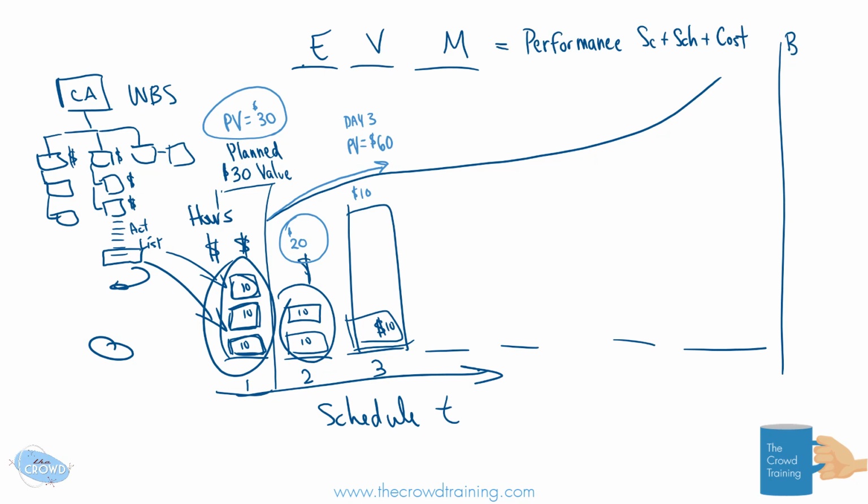Okay, so now, with this information of 3 days being at $60, let's do some analysis. Let's erase all this, make it nice and clean, and go with a new set of numbers to work off of.